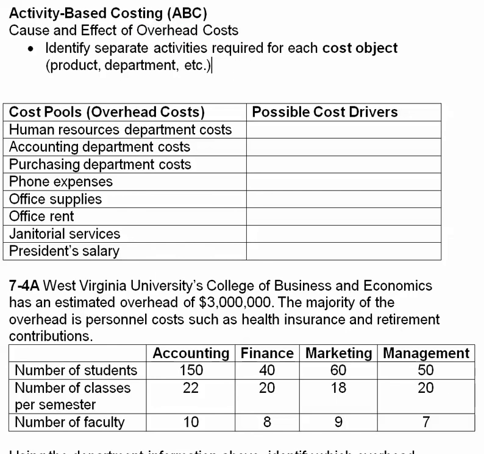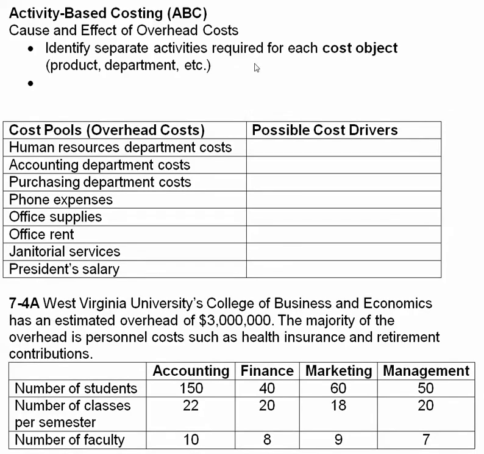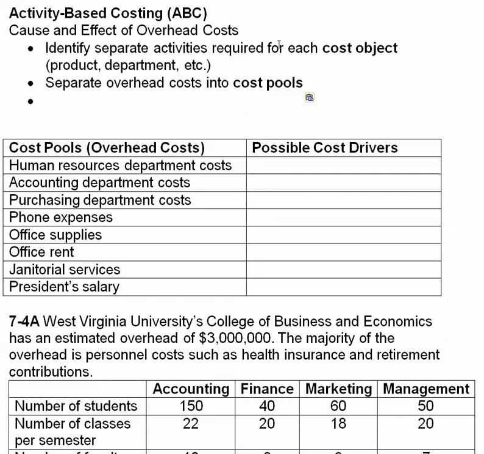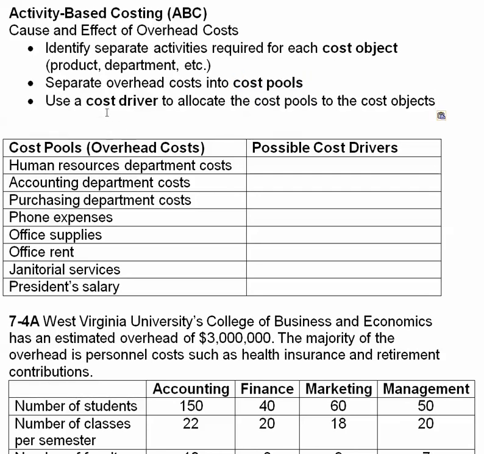Then you separate this overhead into different cost pools. So you figure out the amount of the overhead and you separate it into different cost pools, and I'll explain that in a minute. It's basically taking your total overhead costs and splitting them up based on like activity. Then last, you figure out a cost driver that makes sense to use to allocate the costs to the cost object.